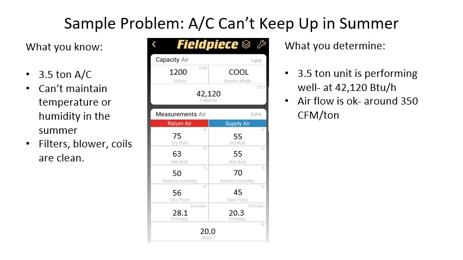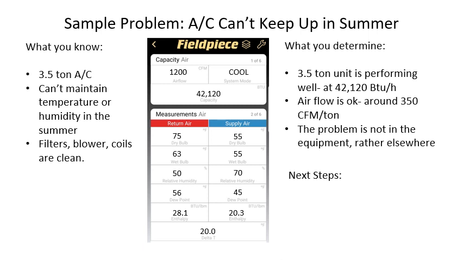Our airflow is okay. When we take an airflow per ton or CFM per ton reading, we're around 350 CFM per ton. So that's not a problem. So the problem is not in the equipment. There's nothing wrong with how this equipment is operating. It has to be external to the equipment.